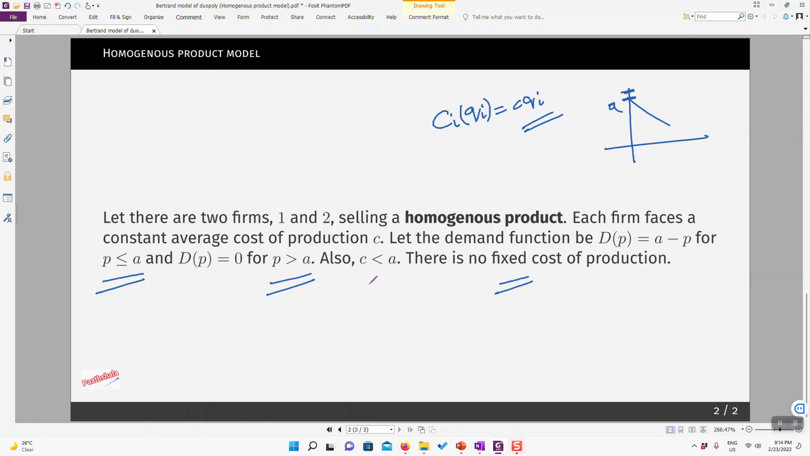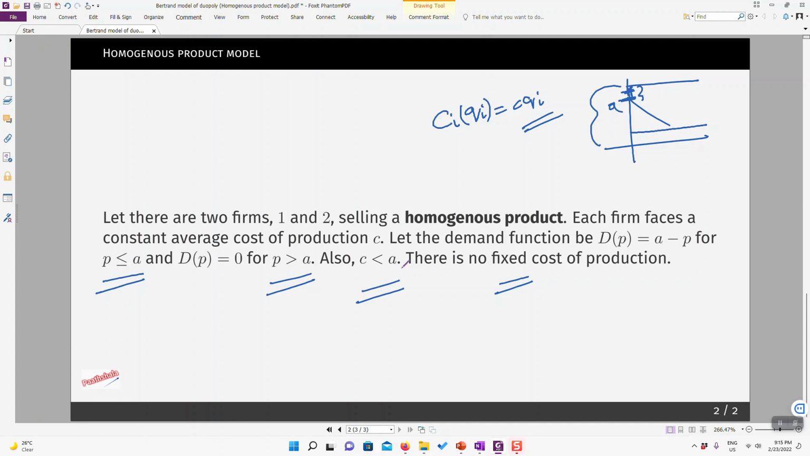And then also C is less than A. So what is C? C is the average cost of production. So this is somewhere passing like this. Otherwise, what will happen if my C is, suppose, here? The average cost of production is this much, and the maximum price I can charge is A. So I will be earning losses of this much per unit. So why should I earn losses? So the condition we have to put is C is less than A.